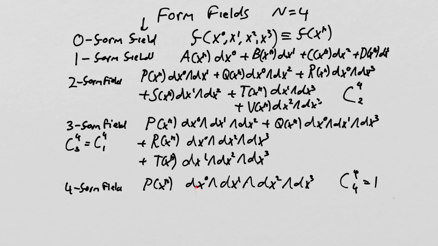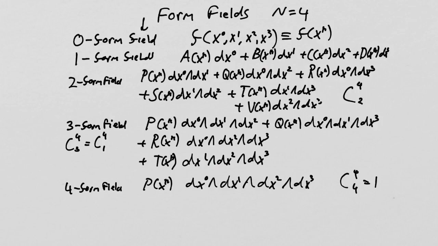Because if I try to make a 5-form field, I'm going to have to repeat one of these basis vectors, right? And that's not going to work, because if I repeat the basis vector, it goes to 0. So 5-form fields and higher are all 0. And this is sort of explicitly writing out our fields.